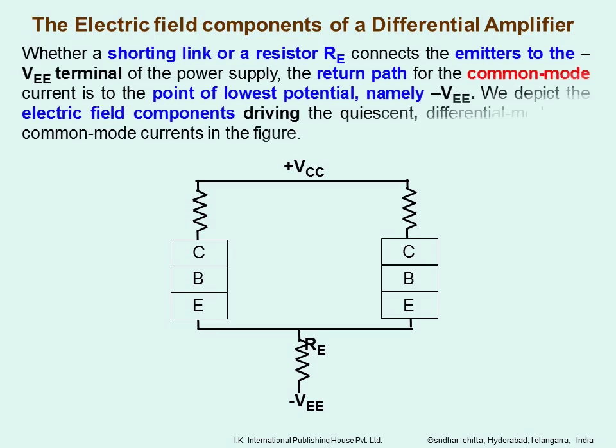Whether a shorting link or a resistor RE connects the emitters to the minus VEE terminal of the power supply, the return path for the common mode current is to the point of lowest potential, namely minus VEE. We depict the electric field components driving the quiescent, differential mode and common mode currents in the figure.